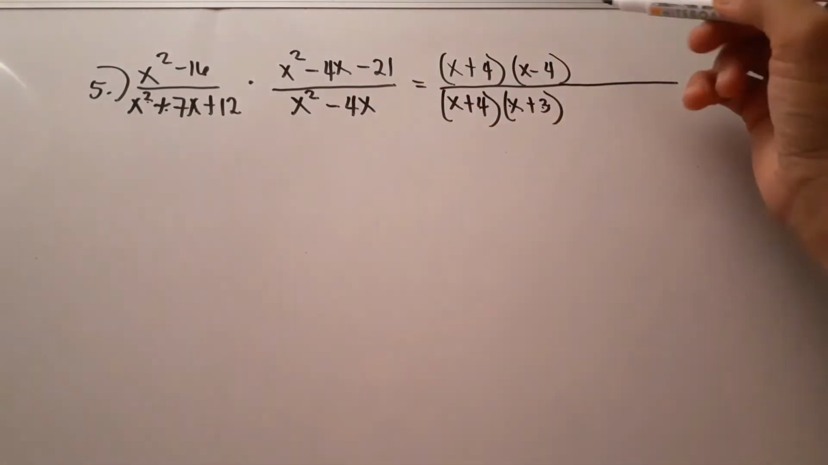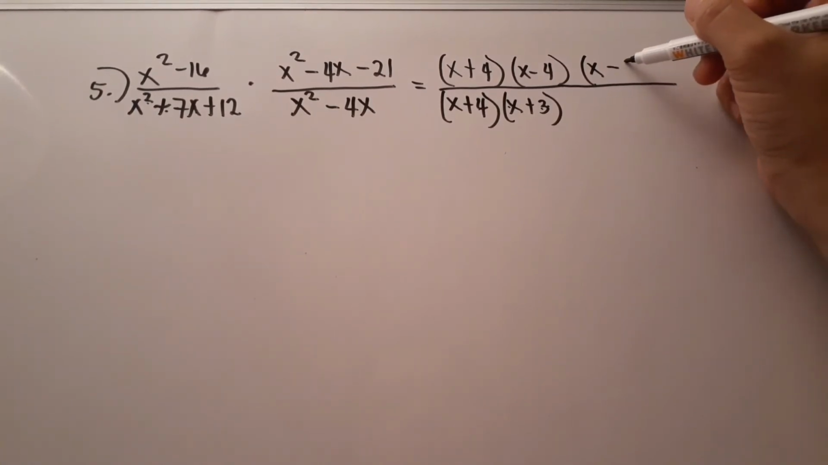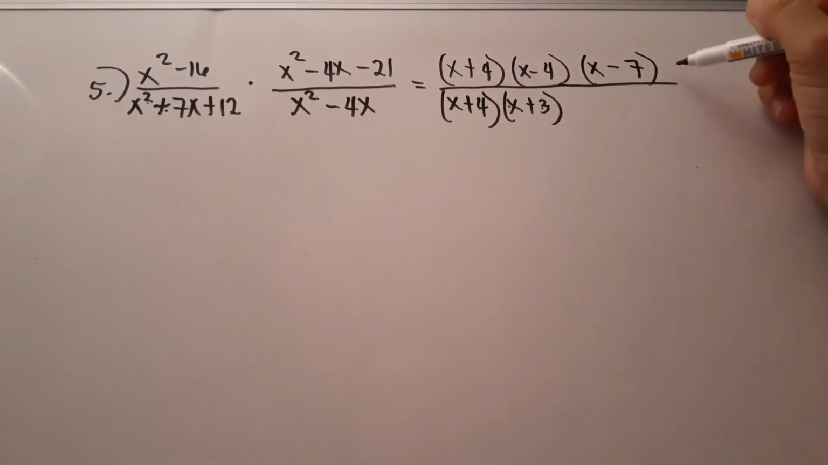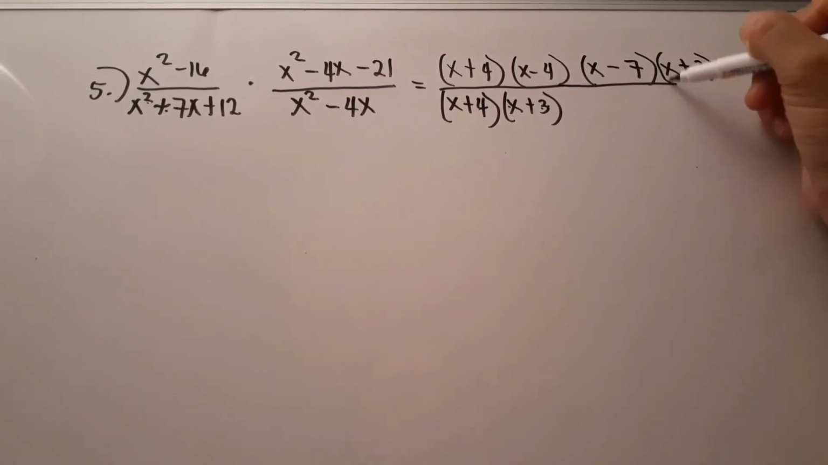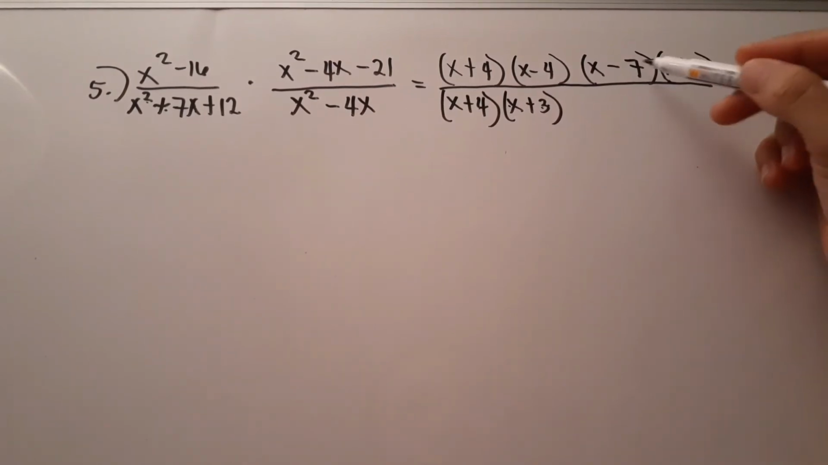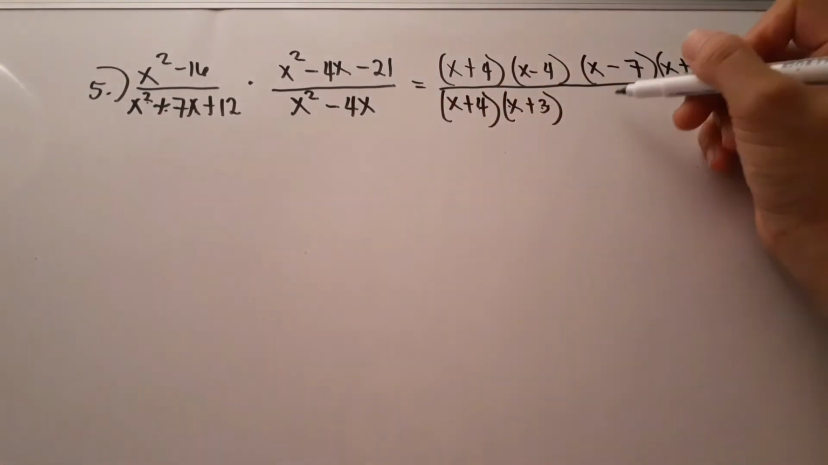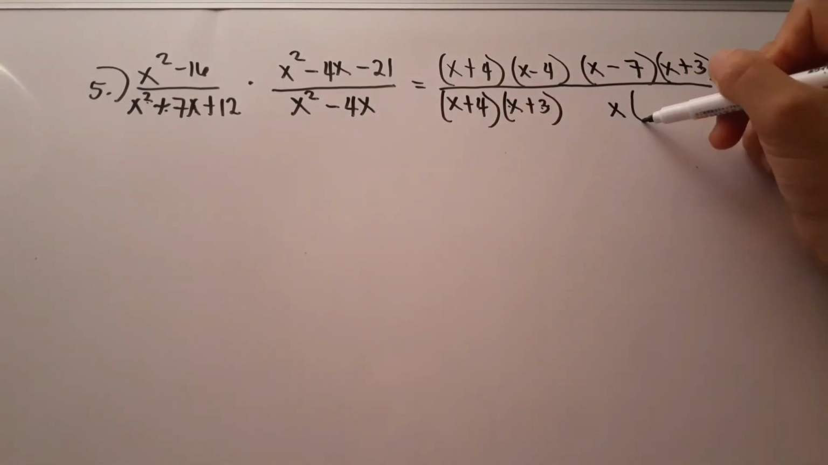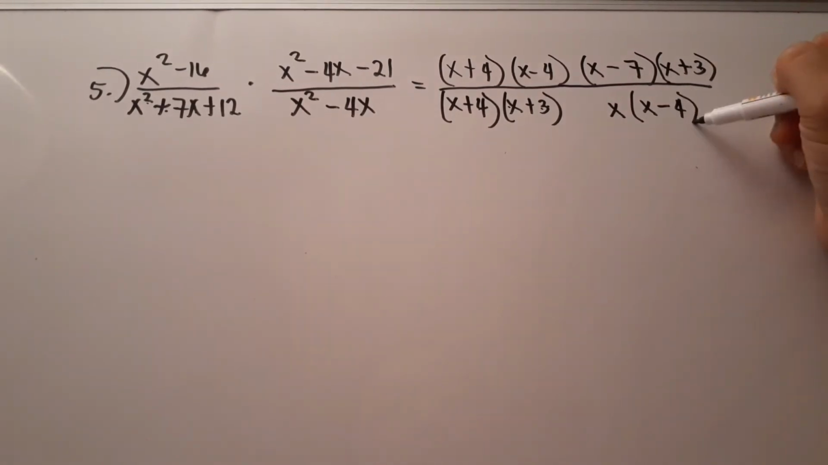And then from the numerator above, from the second term, we have x minus 7, x plus 3. So negative 7 times x becomes negative 7x, then x times 3 becomes positive 3x, so negative 7x plus 3x becomes negative 4x, so this is our factor. And the denominator is x times x minus 4.